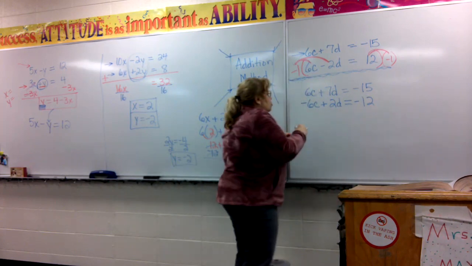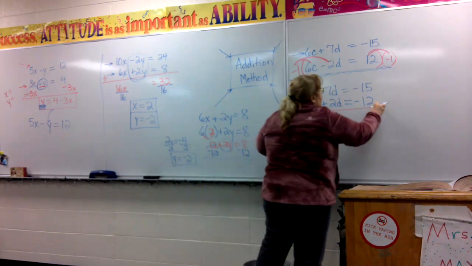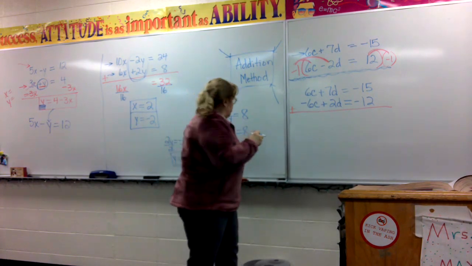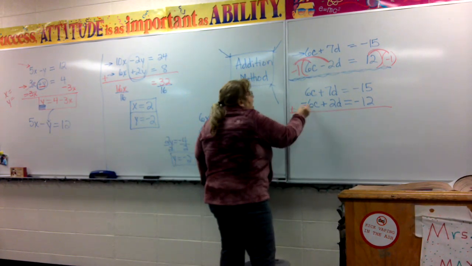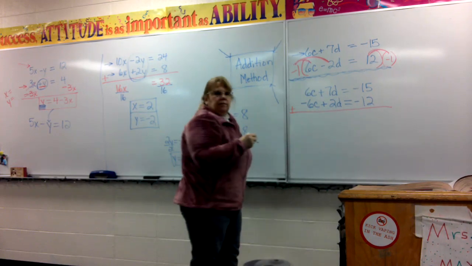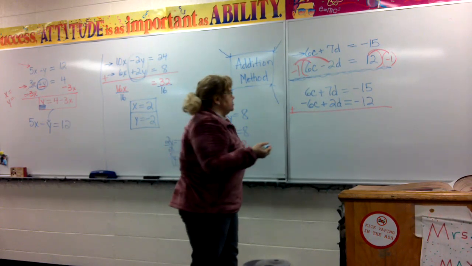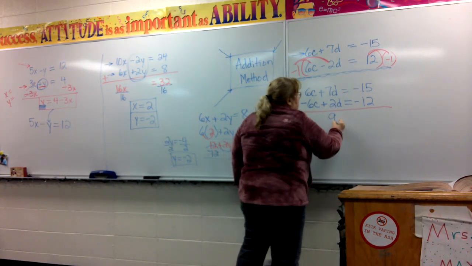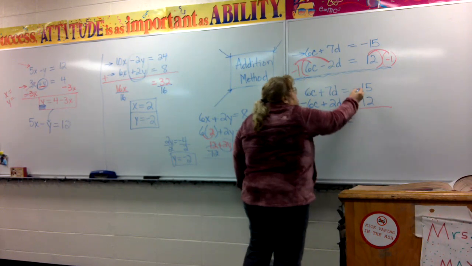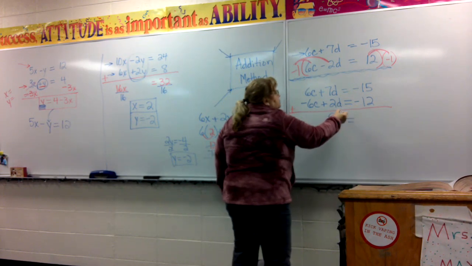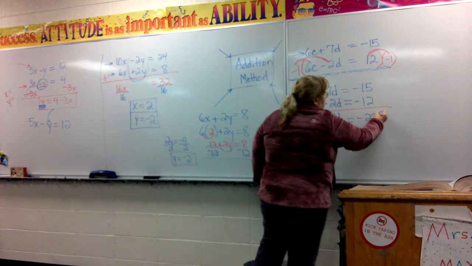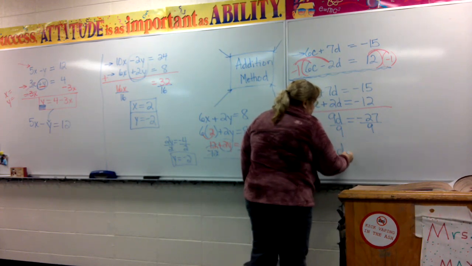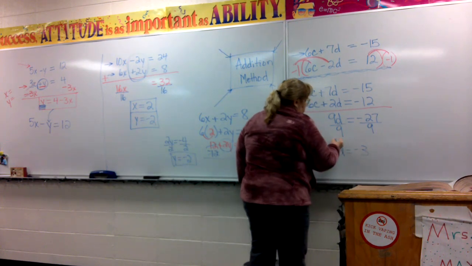And so then, once I have that, now I'm going to add them up. This is beautiful. Are you ready? Yeah. 6c and a -6c drops out, right? No c's. 7d plus 2d, 9d. -15 plus -12. And I get d equals -3.